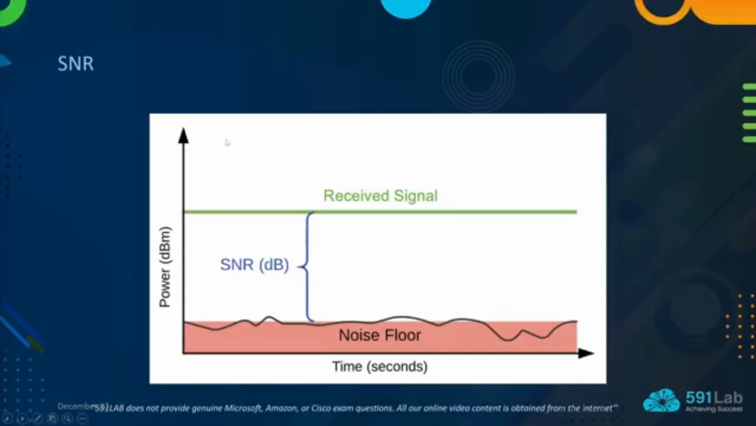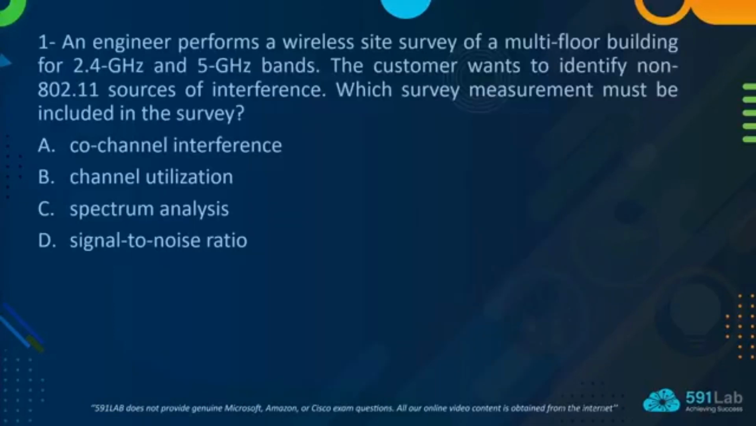When we talk about SNR, it's basically the signal that we receive. It's the power, calculated in dBm, over the noise that we get. So the higher the value of SNR, the higher the signal received. If it's low, it means that we have a higher noise. But again, SNR calculates the Wi-Fi source of interference. It does not show us a non-Wi-Fi interference. So also these two options, the channel utilization and the SNR, are not an option.